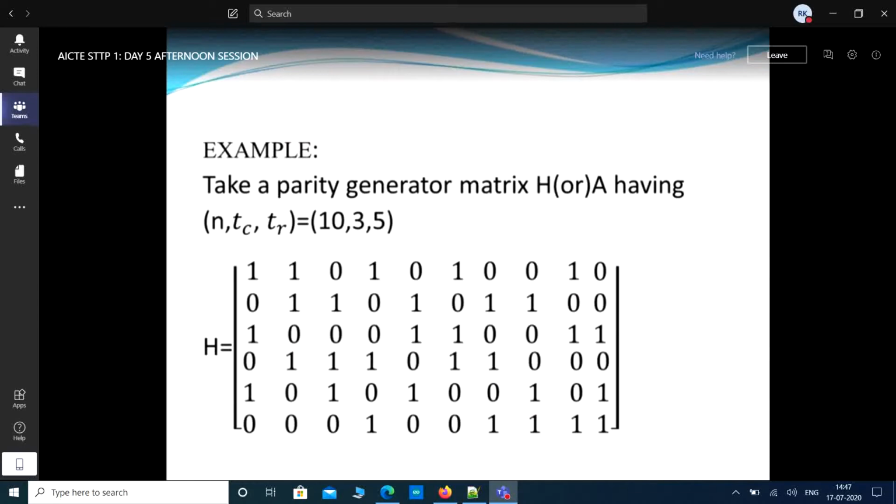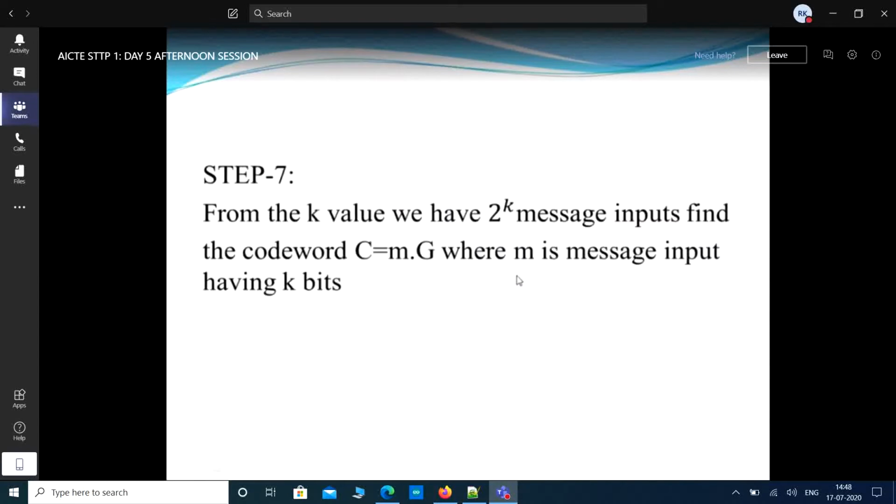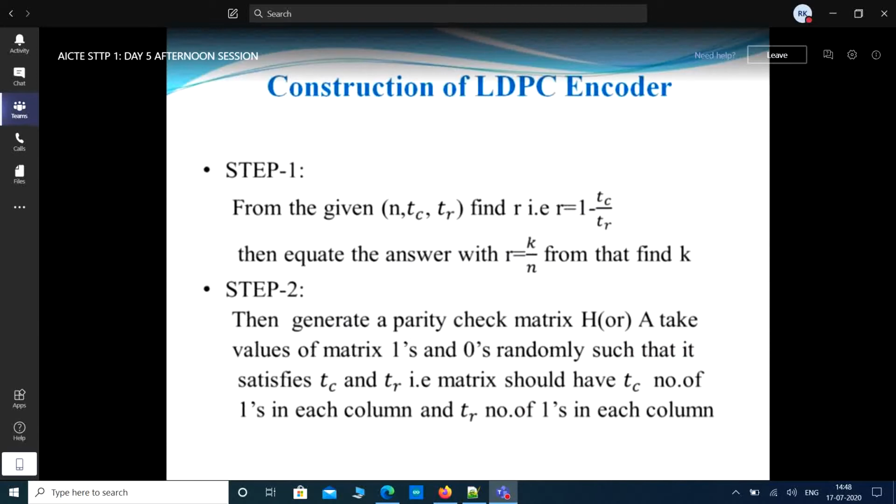N minus k by n minus k means, in this example, n is equal to 10, tc is equal to 3, and tr is equal to 5. I have already given the formulas. Code rate r is equal to 1 minus tc by tr in previous slides. Here r is equal to 1 minus tc by tr. In our example, tc is 3 and tr is equal to 5. Code rate r, and k, n is also given.